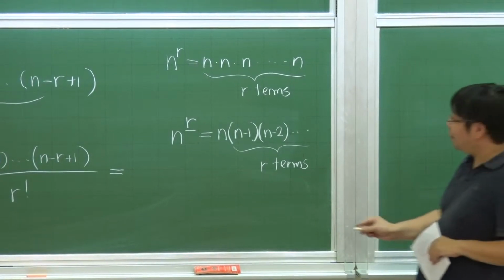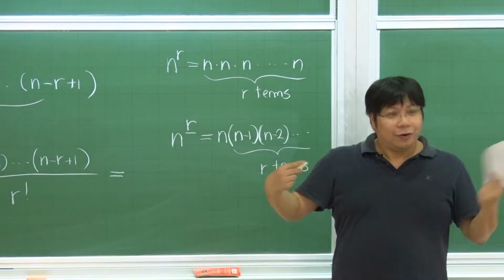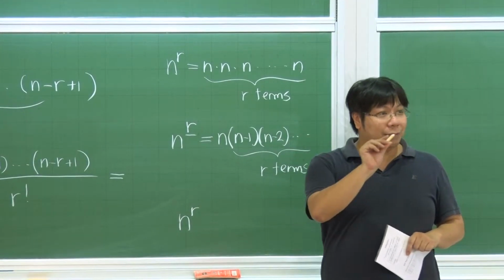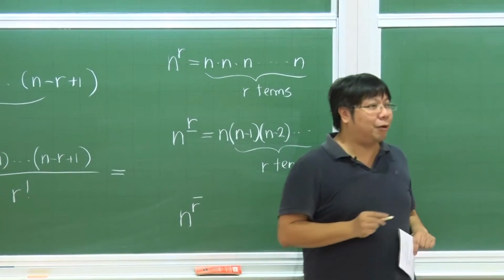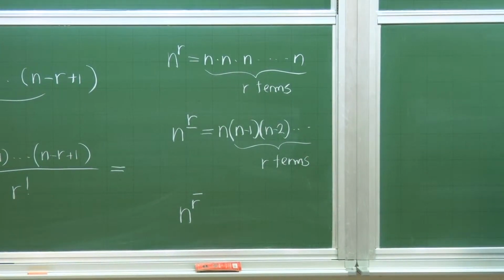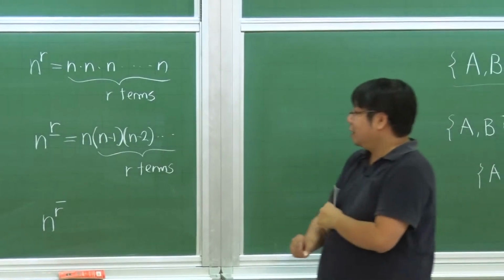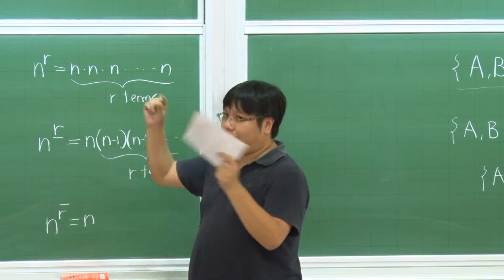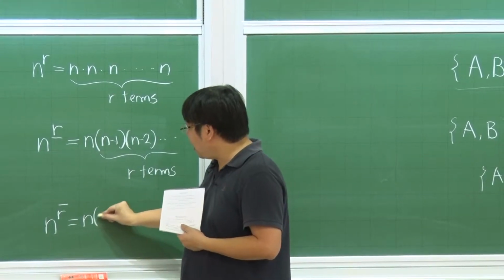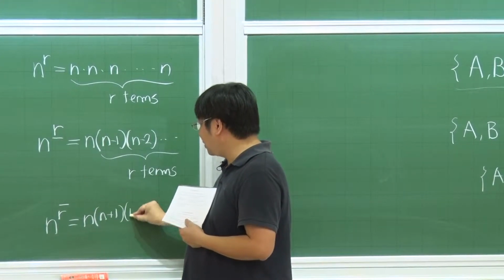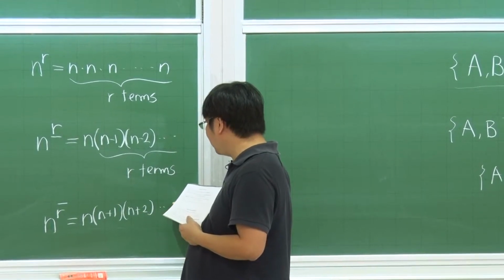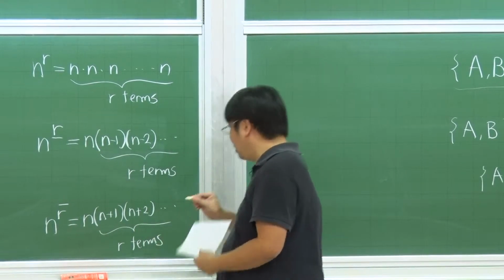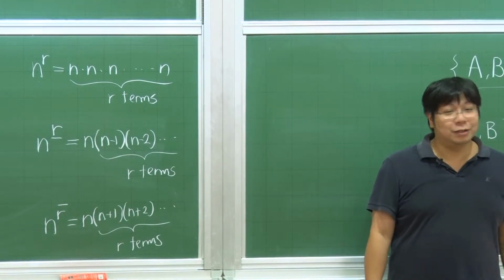Okay, and then we can also define something like, so this is just for notation, N to the power R, but this time there is a bar over here. So we call it a rising function. So we're rising. You can guess this is going to be, you start from N, but then each term is plus 1 of the previous one. So N plus 1, N plus 2, and so on and so forth. And then there are going to be R terms. Is that okay? So this is the rising function.